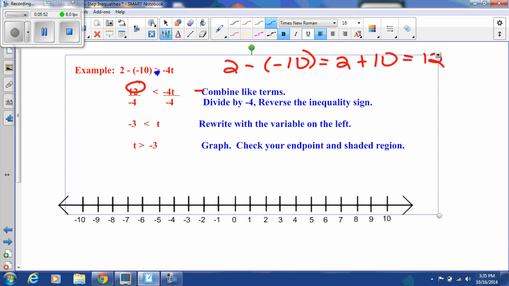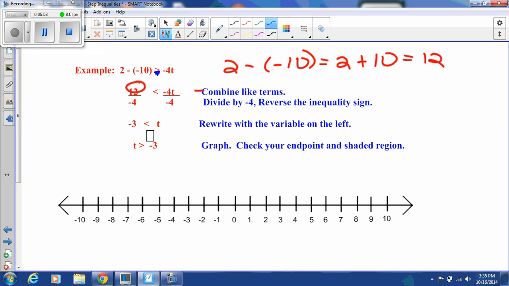And why did I flip it here? Because I want to make sure my variable is on the left. See, t, the arrow points to the negative 3. So when I flip it, I get t greater than negative 3. And then I'm going to graph it and check my solution.